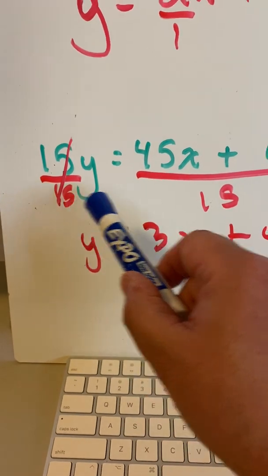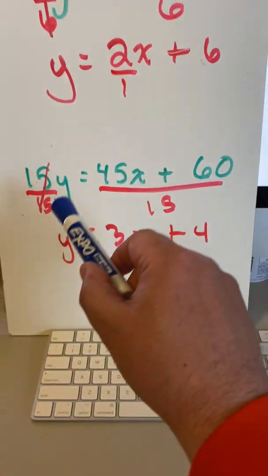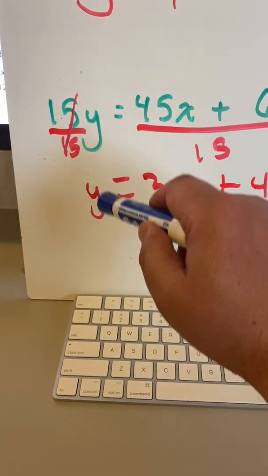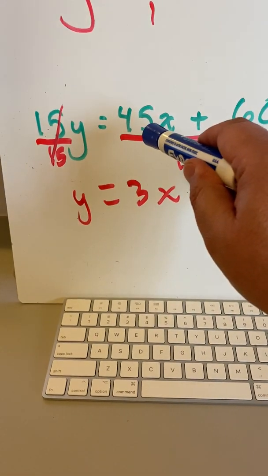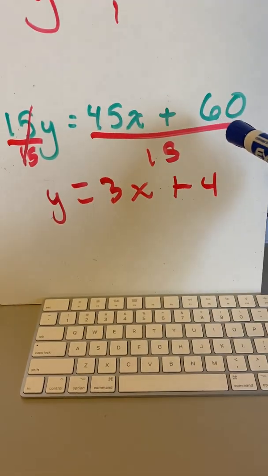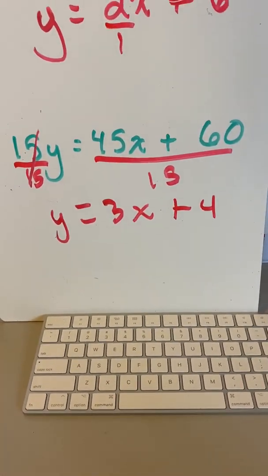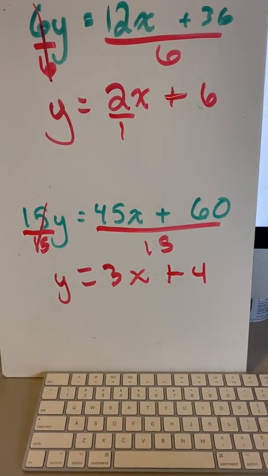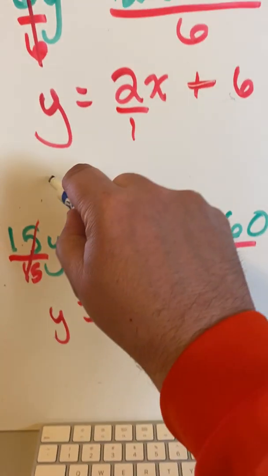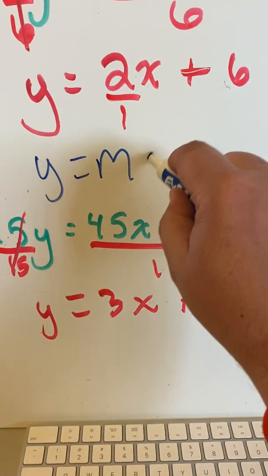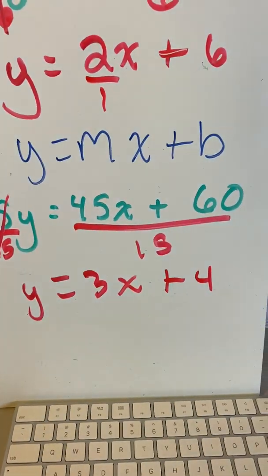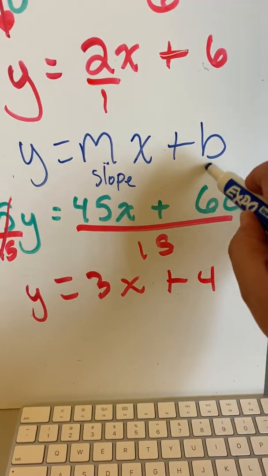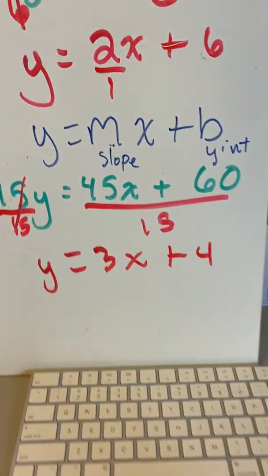Now, on the bottom one, how do I isolate this? Wow, it's so neat. Everything's just so conveniently divisible by 15. Divide this by 15, it just isolates the y. 45 divided by 15 is 3. 60 divided by 15 is 4. So now we've got both of our equations written in y equals mx plus b. I can't say it enough. y equals mx plus b. That's slope-intercept form. This is the slope. This is the y-intercept. Okay?